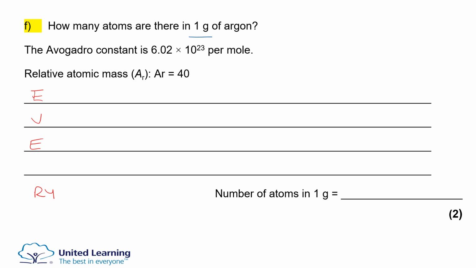We use the EVERY method, and the equation, like I just said, is the amount equals the mass divided by the relative atomic mass. The values for our variables: amount is what we're calculating. The value of mass from the question, as you can see I've underlined, is 1 gram, and the atomic mass of argon has been done for you, and that is 40.